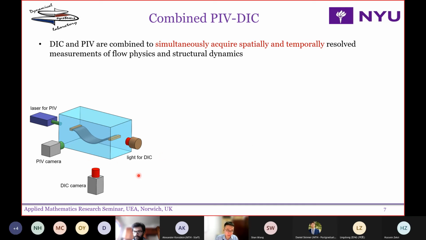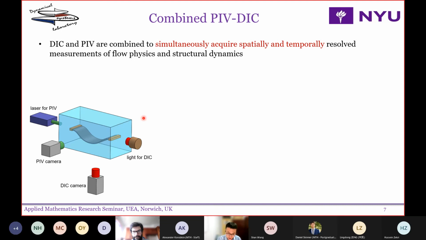So I put a schematic of what the setup would look like. It looks simple, but there are some problems associated with experimental design. For example, we have to make sure that the two cameras used for PIV and DIC acquire data at the same time. And also we need to find a way to deal with the light interference between the light source for PIV, which is normally a laser, and the light source for DIC, which normally is a very strong high power light source. So the design is actually not trivial.